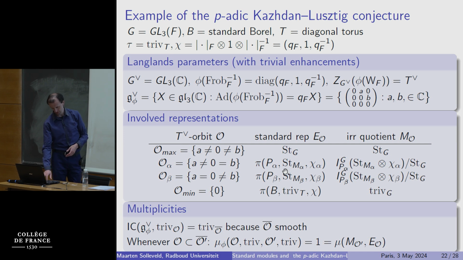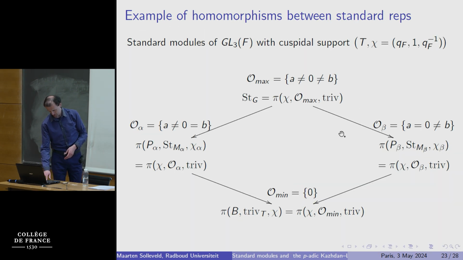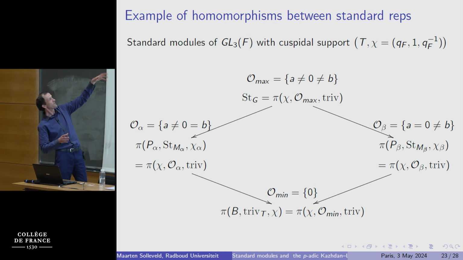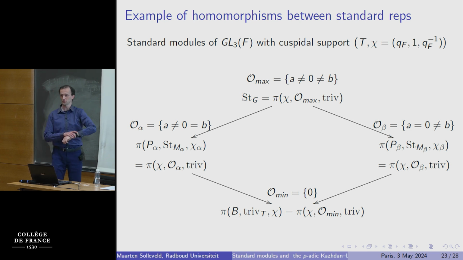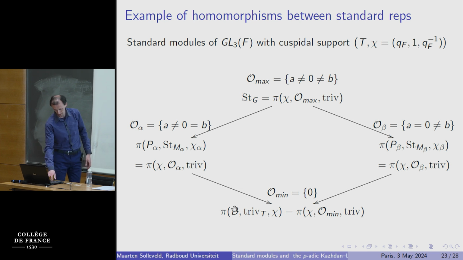But you also have these other standard modules. Well, you can fit them all into this picture, where you can see how you can map. So on the bottom line, you have the smallest nilpotent orbit, which corresponds to the largest standard module, and all the other standard modules which have the same Langlands parameter, but maybe not the same nilpotent element of this Langlands parameter, you can map to there in a natural way.